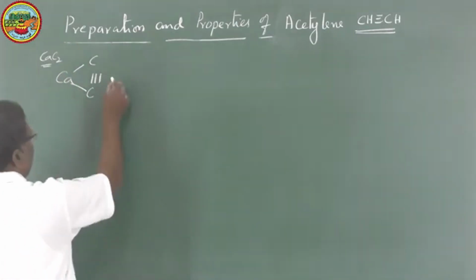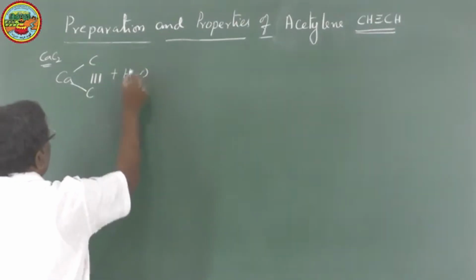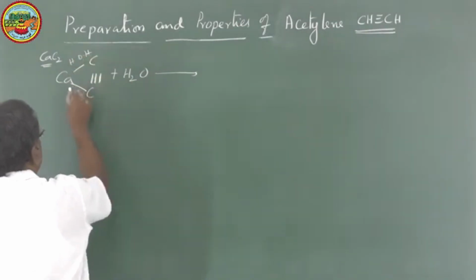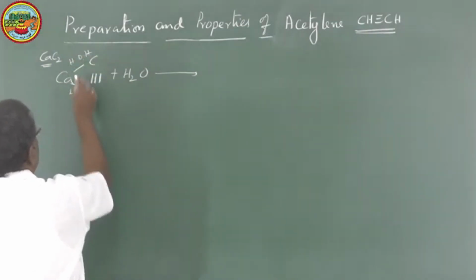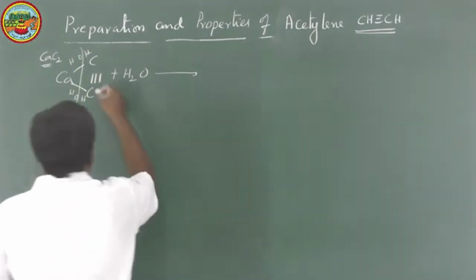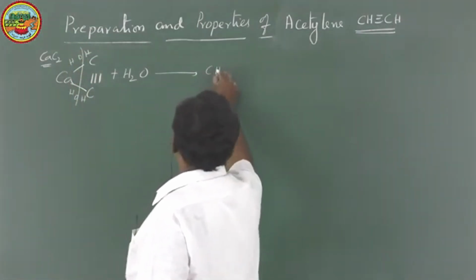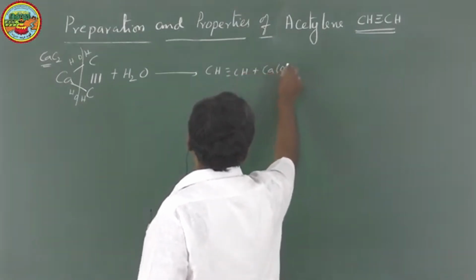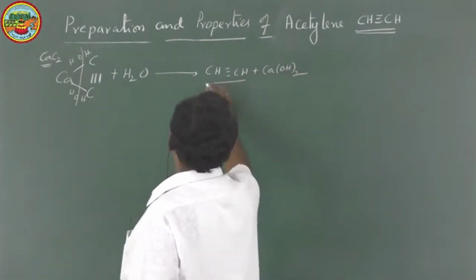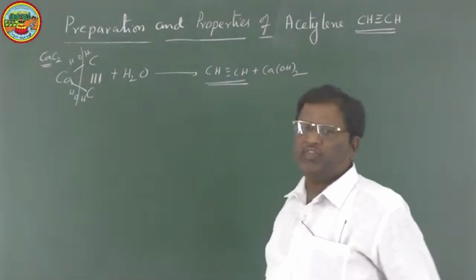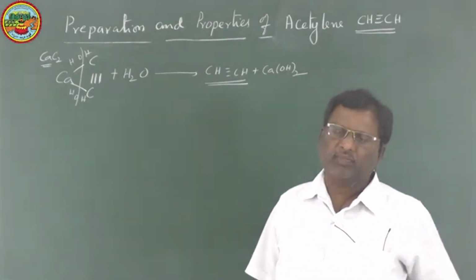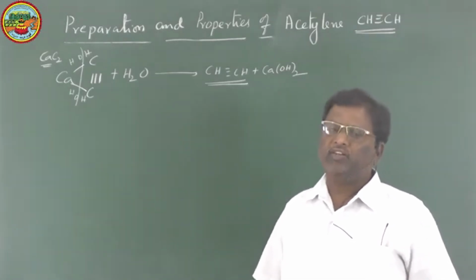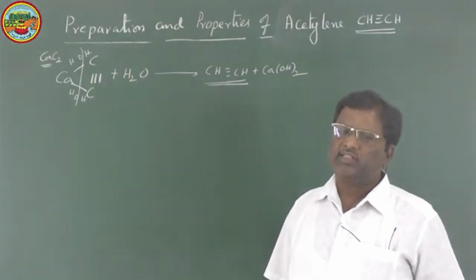This calcium carbide, when it reacts with water, this reaction is said to be hydrolysis. So HOH, HOH. Now the bonds will be broken like this, so you will get CH triple bond CH plus Ca(OH)2. This is the industrial method of preparation of acetylene. Hydrolysis of calcium carbide: calcium carbide, when it reacts with water, will give us acetylene.